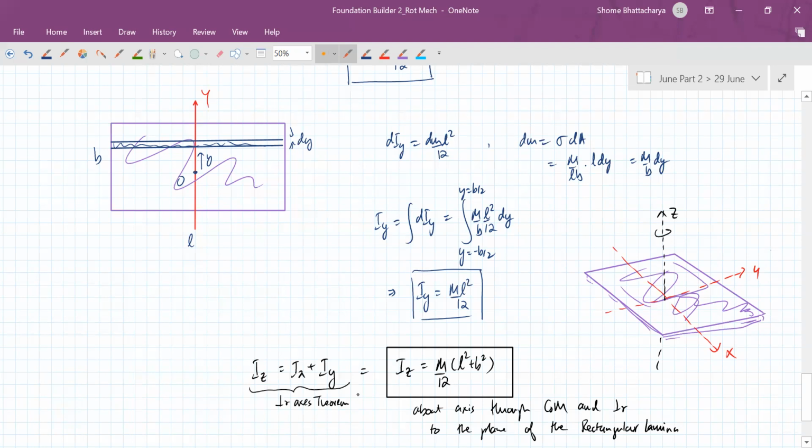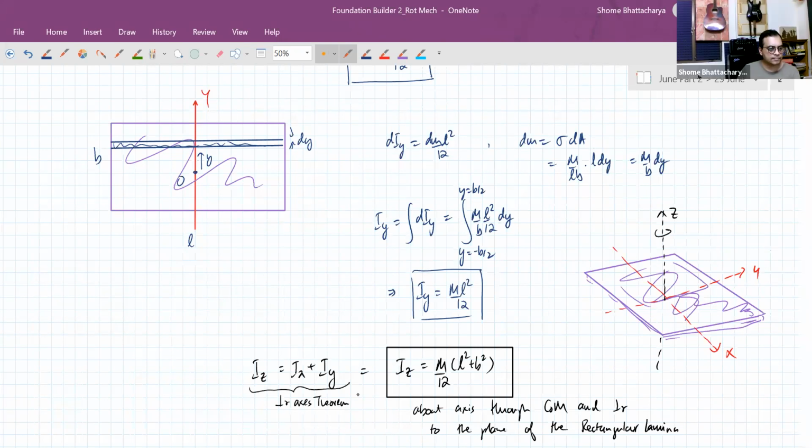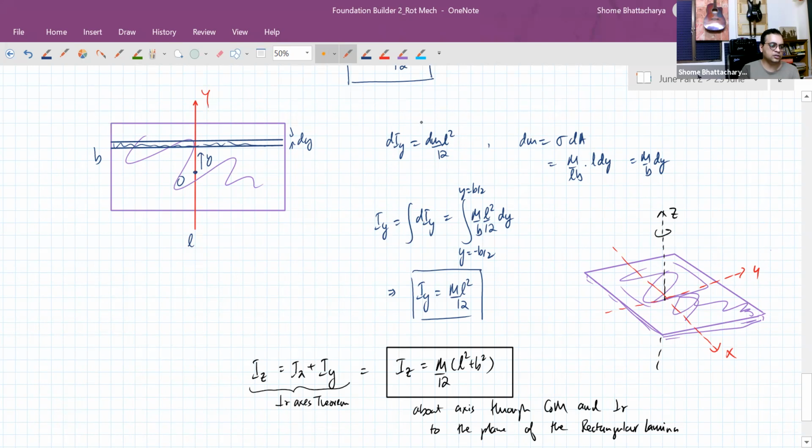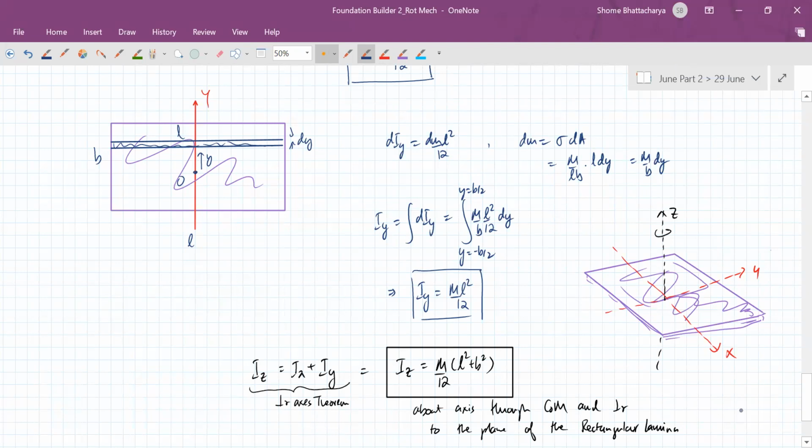Sir, that L square by 12, how did that come? Which one? Sir, in Iy. Yeah, so it came from this integration. See here, you understood this, right? The thin rod of mass dm, its length is L, and the y-axis is bisecting it. So it's dm into L square by 12. Understood now?